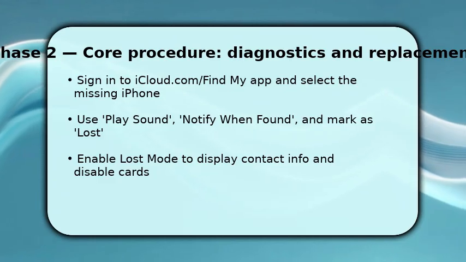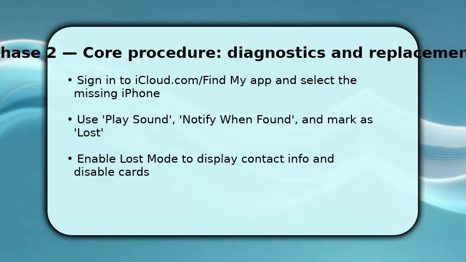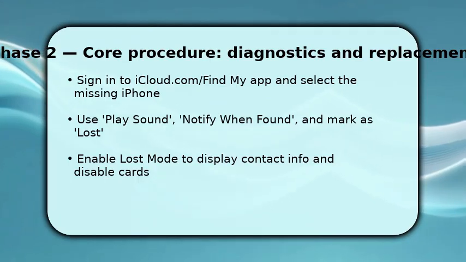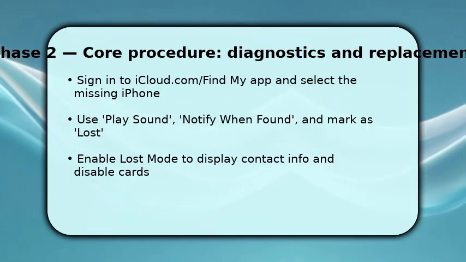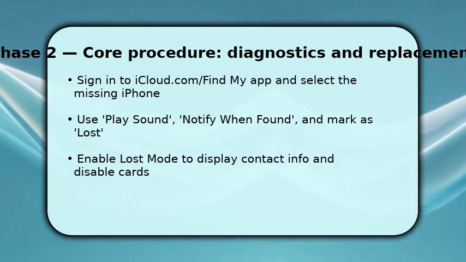Then mark as lost to lock the phone and display your contact info. This prevents misuse and increases the chance of return. These steps work because Apple stores the device state and will apply your commands when connectivity resumes.